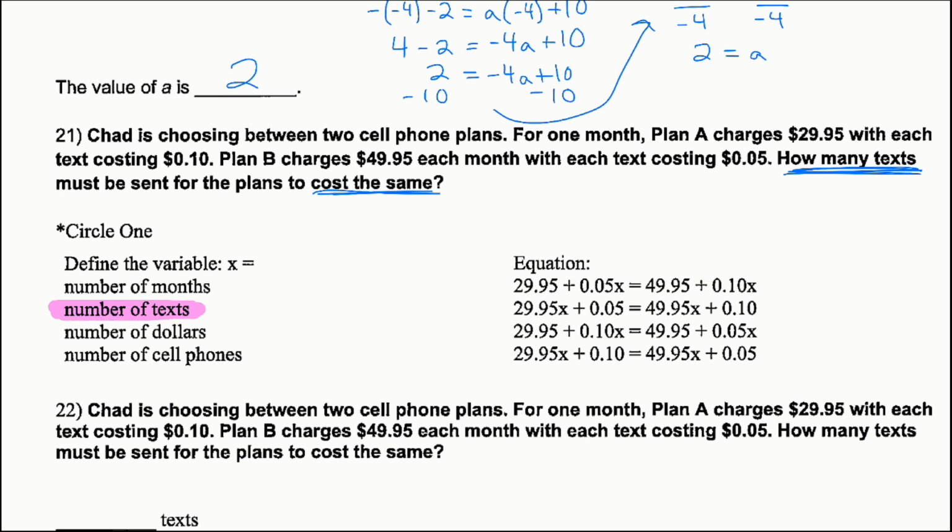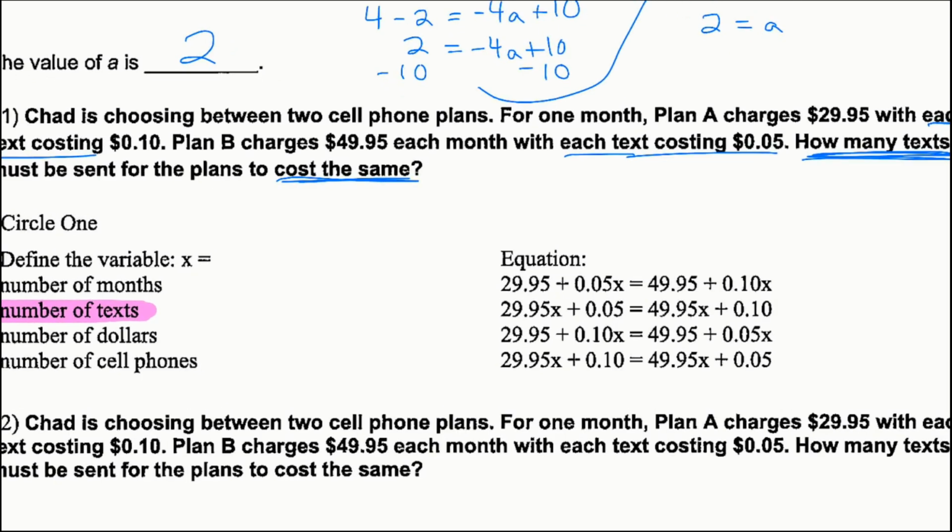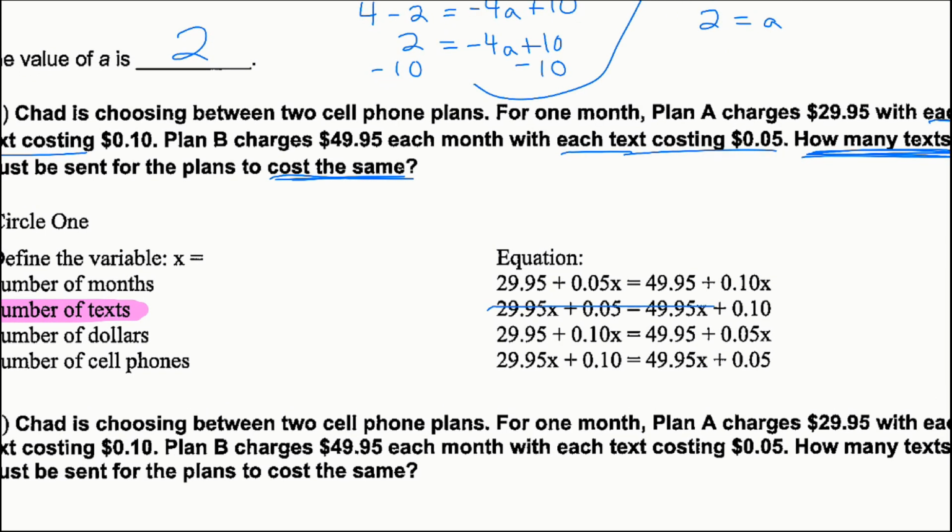And then the equation, we want to set these equal. The variable is going to go with each text, right? So we want to make sure the 10 cents and the 5 cents has the variable. Yeah, that's right, the variable. So I'm actually going to cross out this one because the monthly charge has that x variable. I'm also going to cross out this one, because again, the same reason.